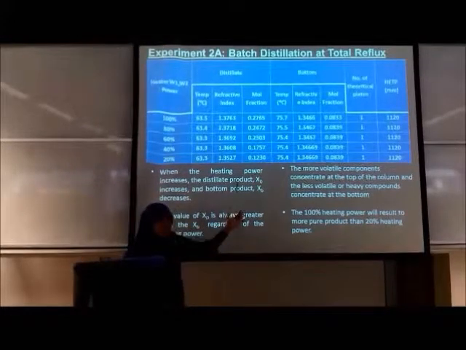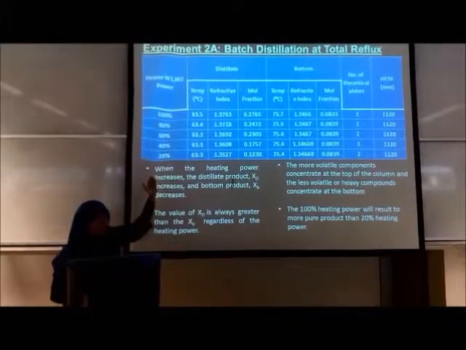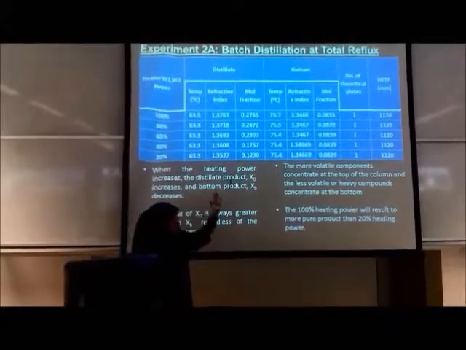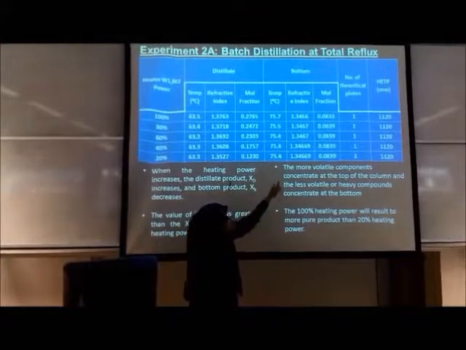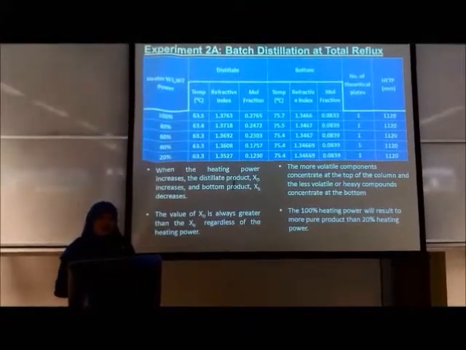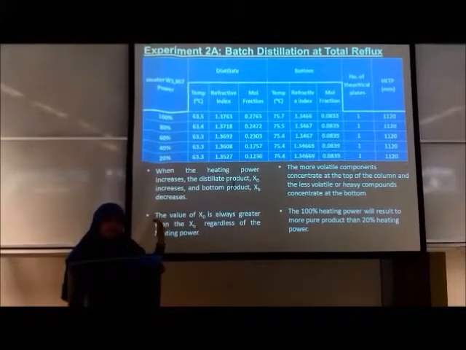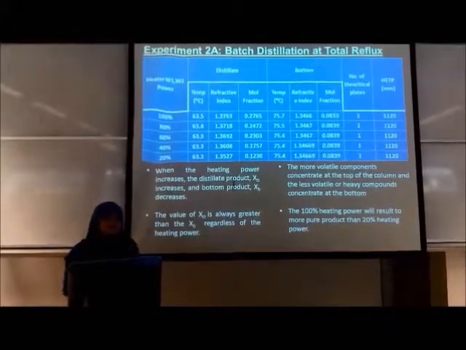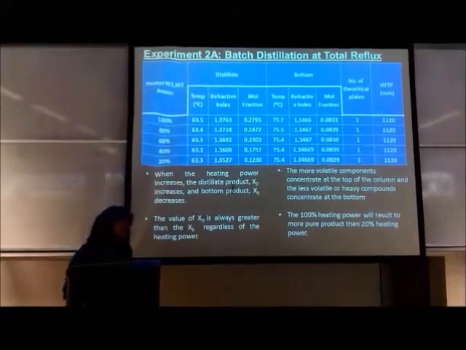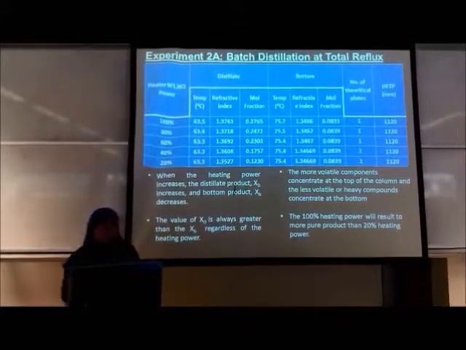Next, from this table, as the heating power increases, the distillate product is increased, but the bottom product is decreased. Regardless of this increase in the heating power, the distillate product will be higher in value than the bottom product. Why is it like that? Because the more volatile product will concentrate at the top of the column rather than at the bottom of the column. That's why we have the distillate product higher than the bottom product.